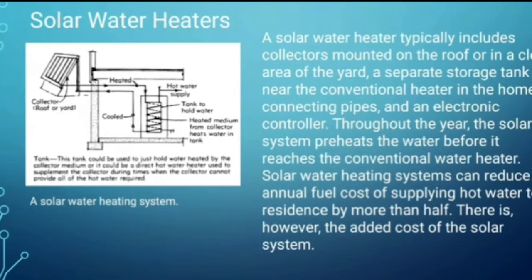Next is solar water heaters. A solar water heater typically includes collectors mounted on the roof or in a clear area of the yard, a separate storage tank near the conventional heater in the home, connecting pipes, and an electronic controller. Throughout the year, the solar system preheats the water before it reaches the conventional water heater. Solar water heating systems can reduce the annual fuel cost of supplying hot water to a residence by more than half. There is, however, the added cost of the solar system.